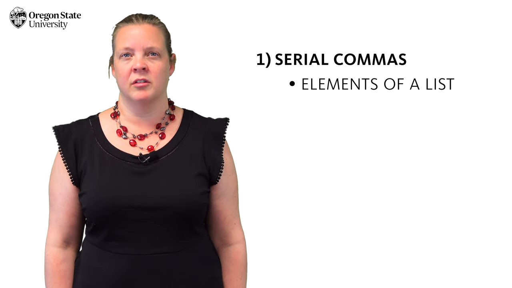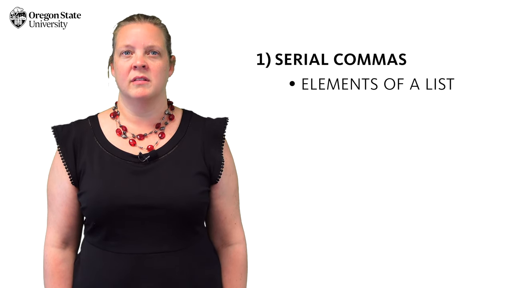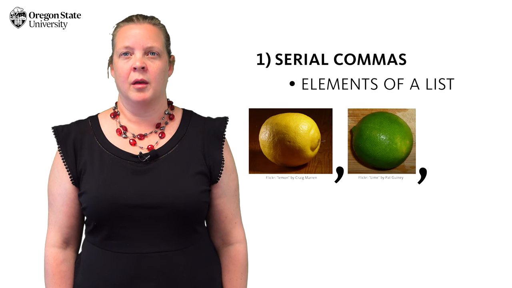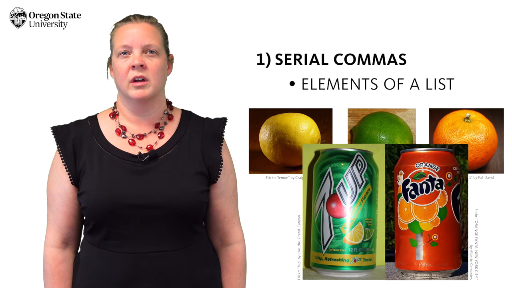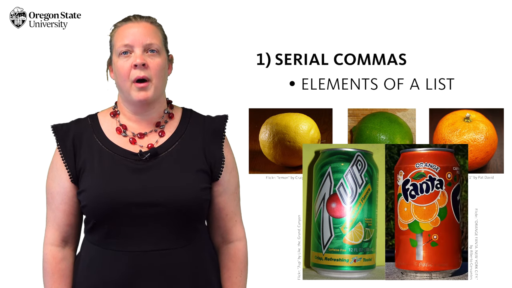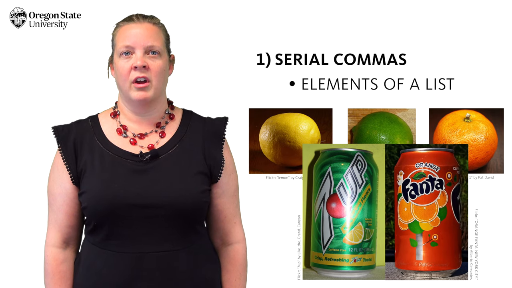Another name for a list is a series, and so we call the commas that separate the elements of a list serial commas. They're useful for showing where one item ends and another begins. That way, a lemon, lime, and orange doesn't sound like a lemon, lime and orange. The length of the pause doesn't change that. Neither does the number of commas already on the page.